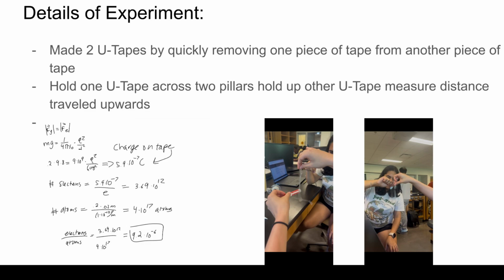Down here in the bottom left corner, we have the calculations to find the charge of the tape. First, we had to find the force of gravity, and then found the specific charge on the tape, and then the number of electrons, the number of atoms, and then that ratio is our final answer. And then here are the pictures from lab, showing the charged tapes.